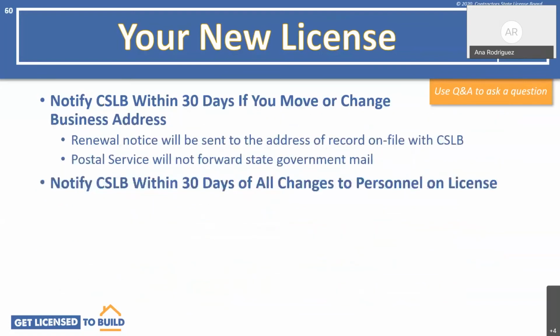Here are a couple of other important deadlines to keep in mind. First, notify CSLB within 30 days if you move or change your business address. Your renewal notice will be sent to the address of record that we've got on file. So if you're not there anymore, you're probably not going to get it and take a chance at your license expiring. Plus, the Postal Service will not forward state government mail. Finally, notify CSLB within 30 days of all changes to personnel on your license, especially when it involves the qualifier of the license.